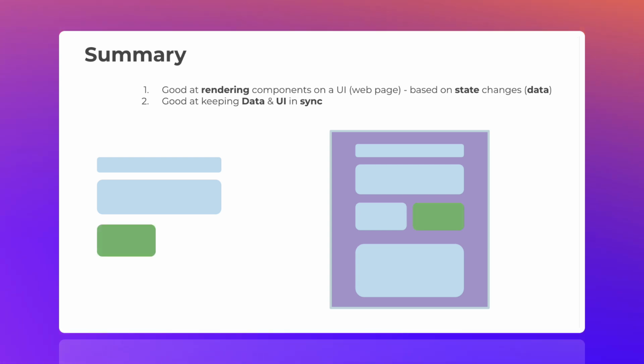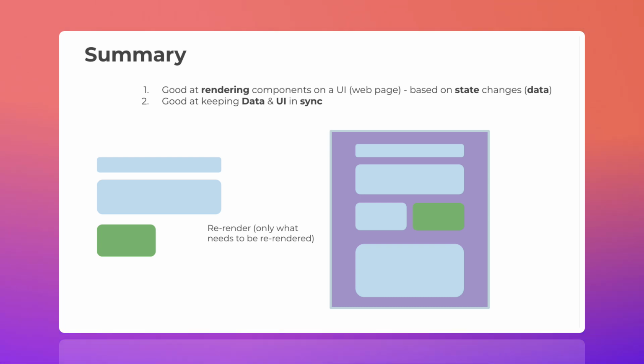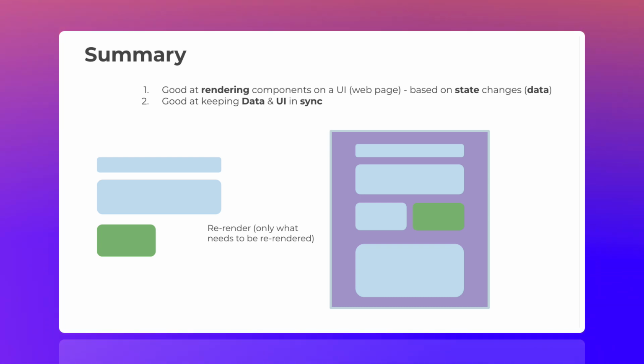So the idea is very simple. If some part of the data, in this case the state, changes, we're not going to re-render the entire page. We're only going to re-render what needs to be re-rendered. And that is huge for efficiency. And that's why React is so popular and is one of the best tools to use to create modern web applications.